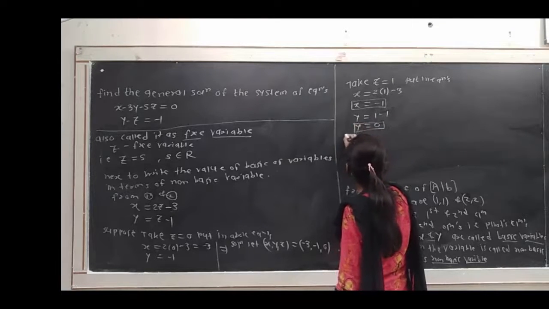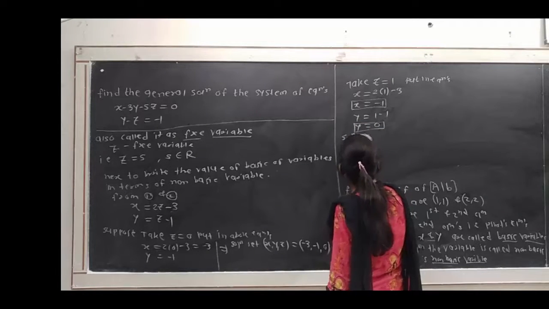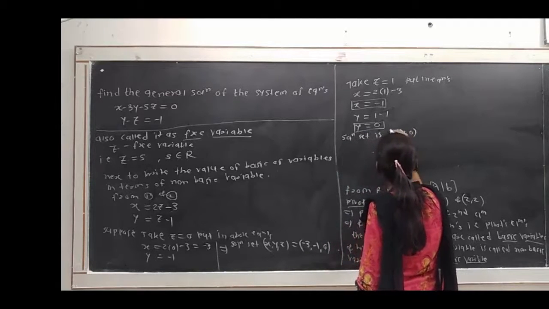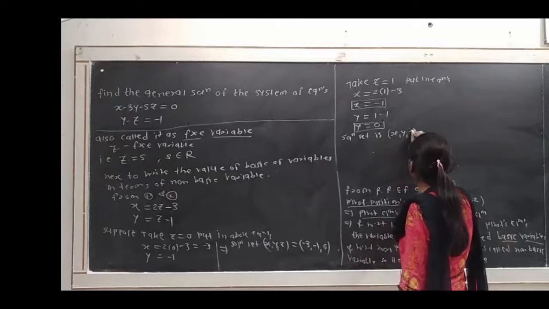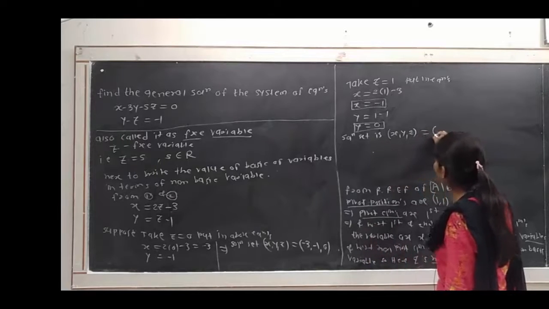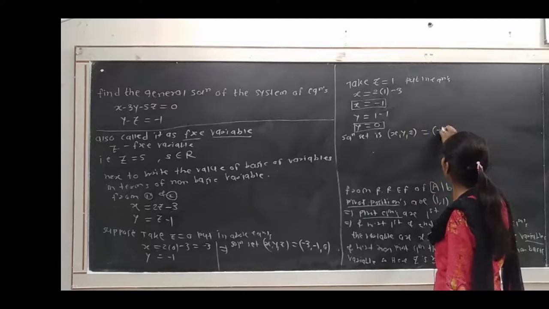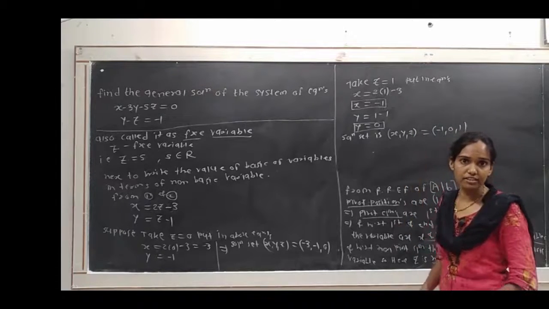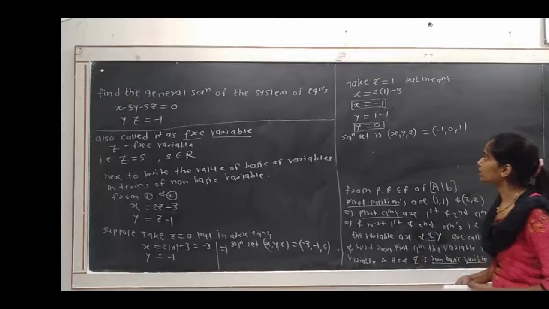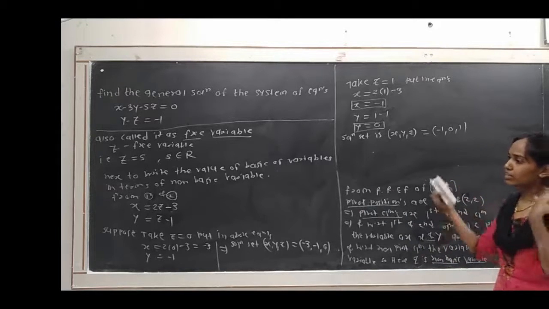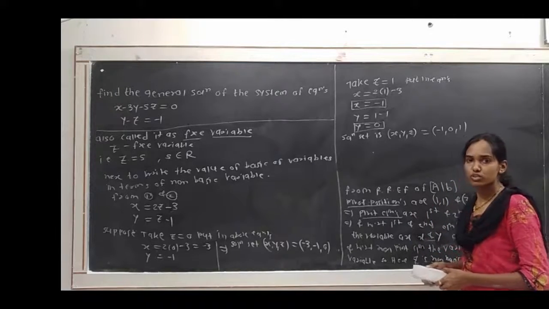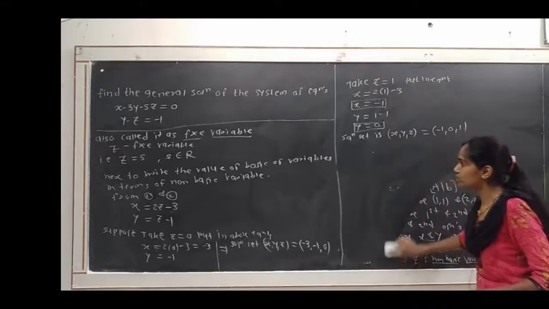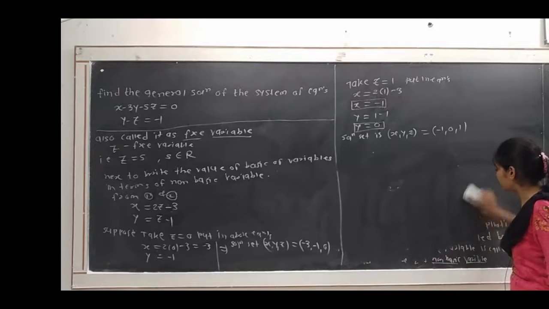So y is equal to 0, and we get the solution set x, y, z is equal to minus 1, 0 and 1. Then we get the second solution set. In this way we get infinitely many solutions for the given system of equations.